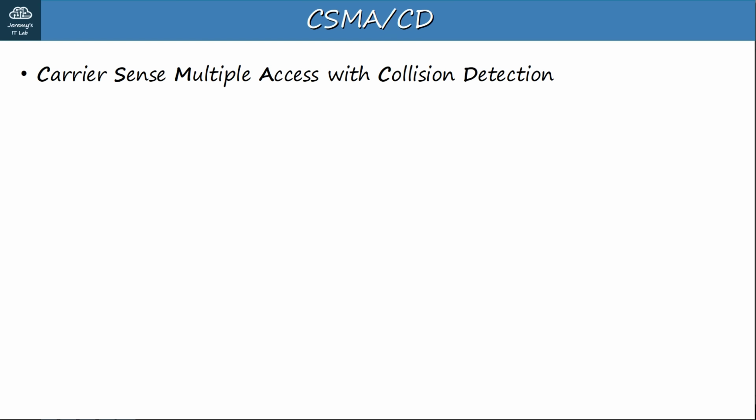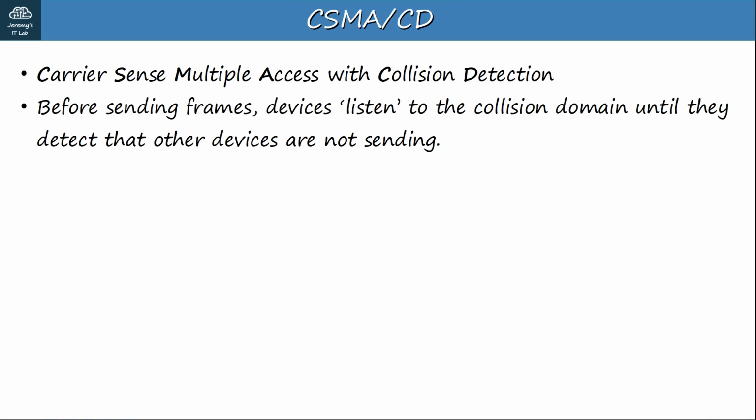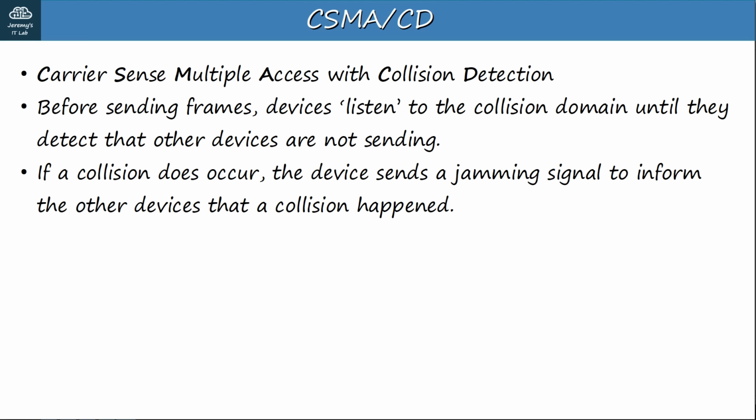CSMA-CD stands for Carrier Sense Multiple Access with Collision Detection. It describes how devices avoid collisions in a half-duplex situation, and how they react if collisions do occur. It works like this. Before sending frames, devices listen to the collision domain until they detect that other devices are not sending frames.